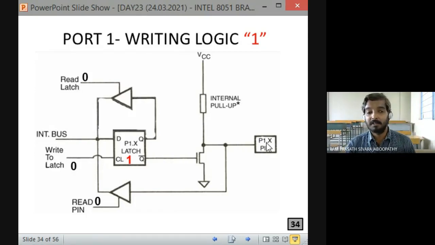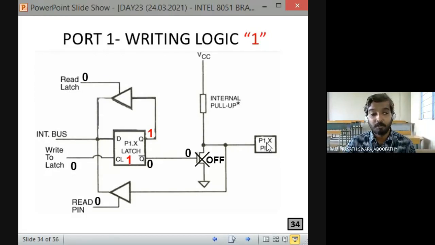What is the logic available in the latch? 1. What about the output at Q bar? 0. Very good. What about the input to the field effect transistor gate? 0. What about the condition of the field effect transistor, on or off? Very good. Off. Fine. If it is in off state, it is going to be an open circuit. The path is open. Now there is no connection between the ground and the port pin.